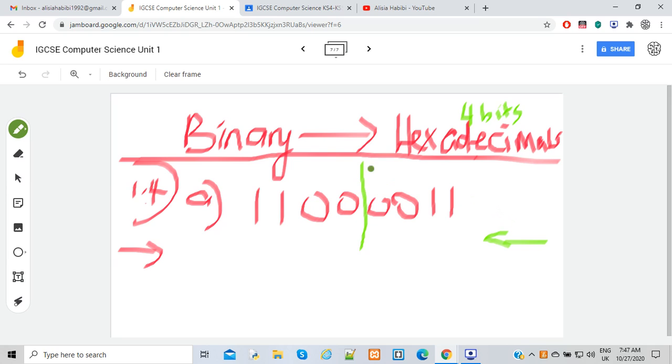So the first step is to split the binary number into groups of 4 bits. The second step is to write the powers of 2 on top of those binary numbers that you've just split into 4 bits, and then, of course, multiply them. So I'm going to be looking now from right to left.